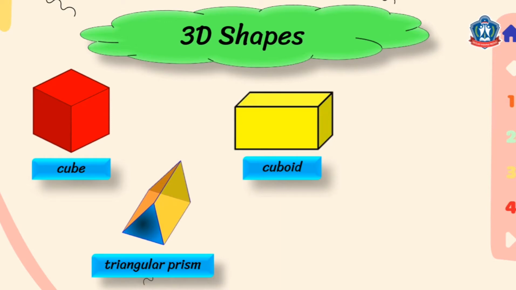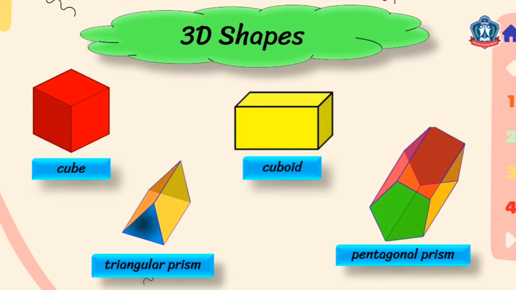Another is a triangular prism. A triangular prism consists of triangle shapes on both its ends and it has rectangle shapes on its sides. Then we have a pentagonal prism. Its name comes from pentagon because its end faces are pentagons.